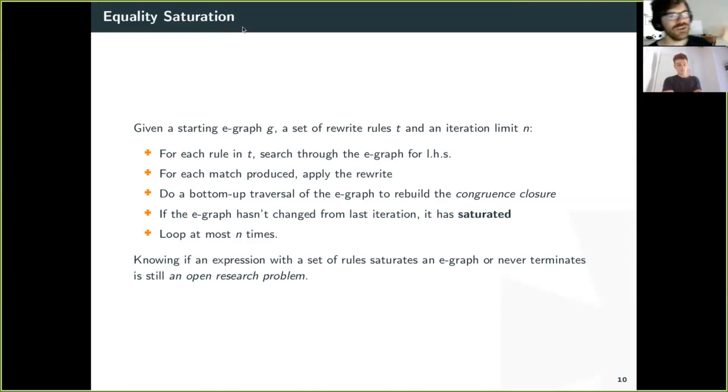But in general, you might want to have an iteration limit N that stops at a certain point and just gives you the best thing. Maybe you can pull the best term you've been able to find out of the graph at that point. Now, knowing if an expression with a set of rules saturates an egraph or never terminates, it's actually still an open research question. So that's an interesting side note.